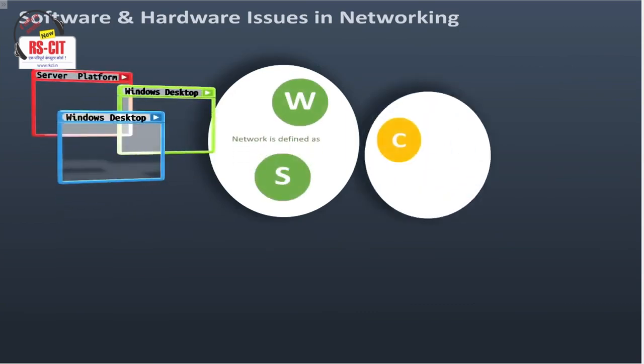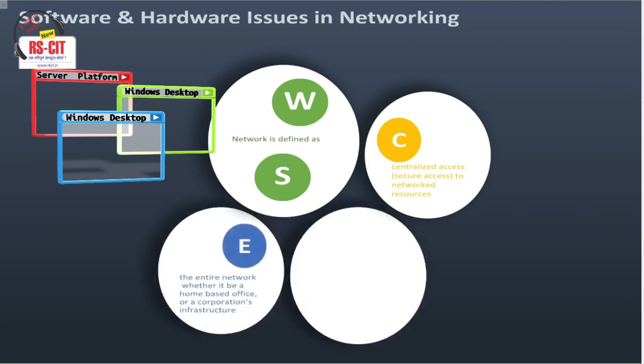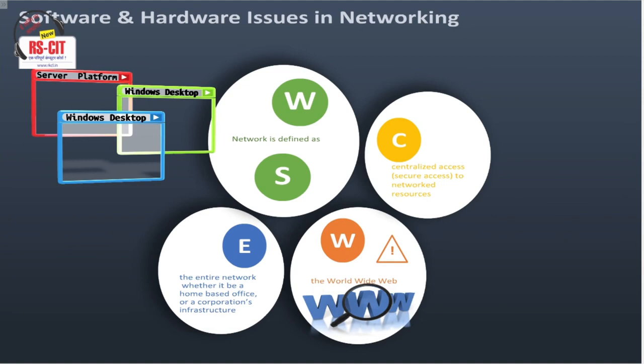A network is defined as a group of two or more systems, such as Windows desktop and server platforms, that connect together for the purpose of sharing resources. Networks are used to give centralized, that is secure, access to networked resources, and generally the entire network, whether it be a home-based office or a corporation's infrastructure, all connect up to the biggest shared resource in use today, the World Wide Web. Let's discuss a few major issues one by one.